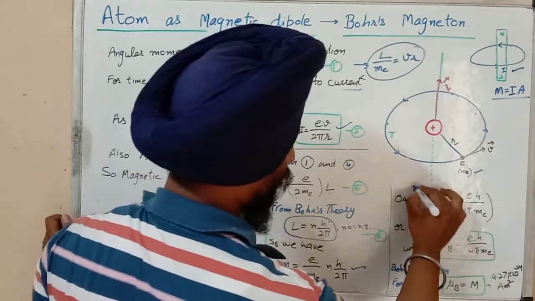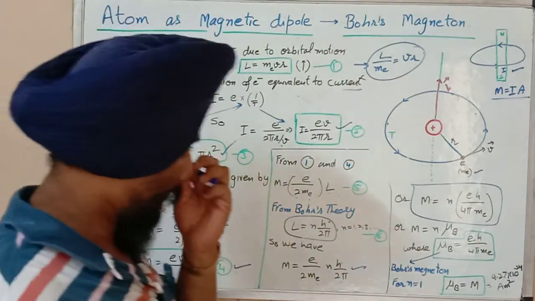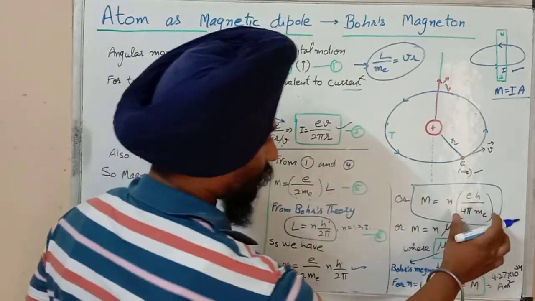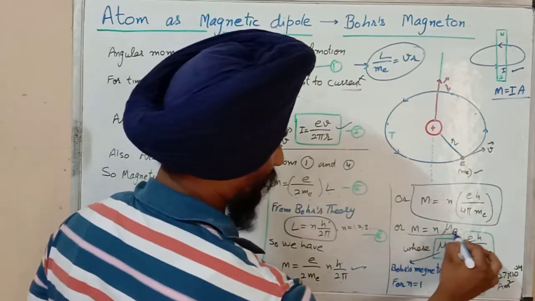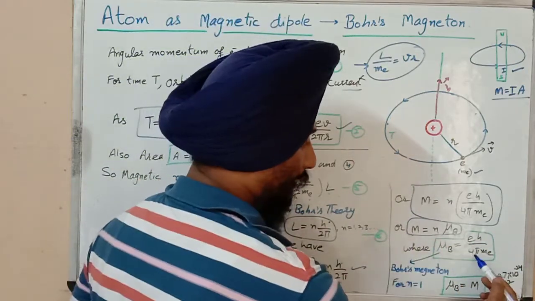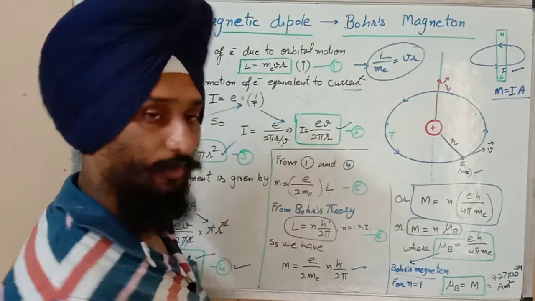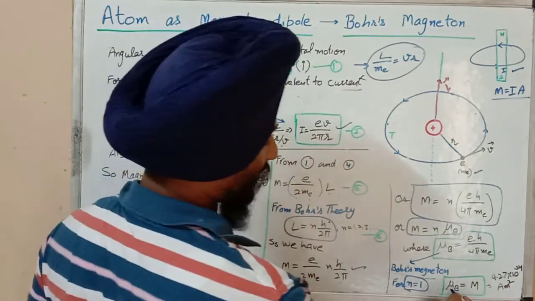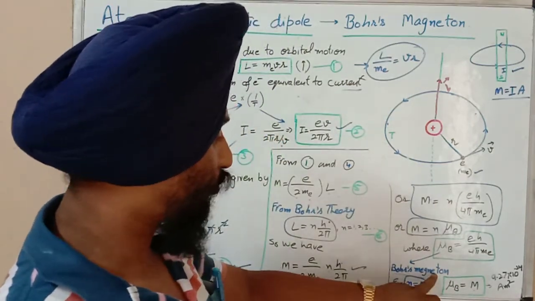By rearranging, we get that the dipole moment associated with the atom is given by n e h upon 4 pi me. Put this e h upon 4 pi me as mu B, then we get M equal to n mu B, and this mu B, that is e h upon 4 pi me, is known as Bohr's magneton. And if we put n equal to 1, then mu B equals M. So from here we can define the Bohr magneton.